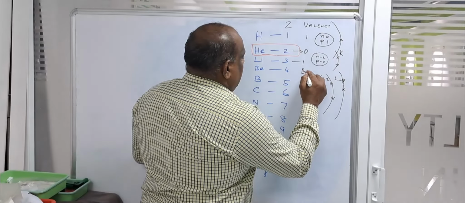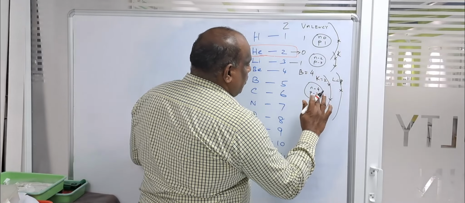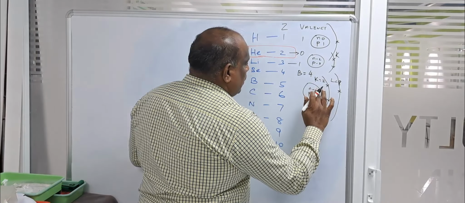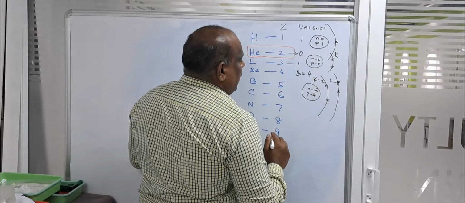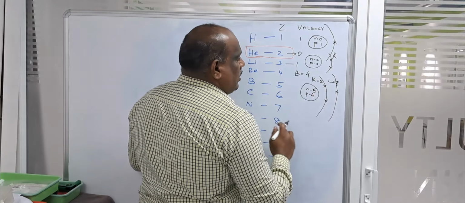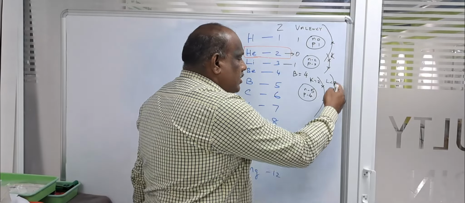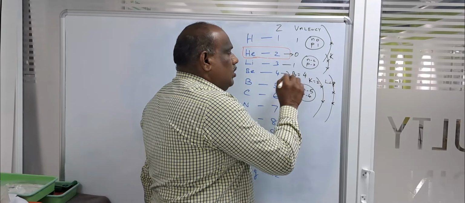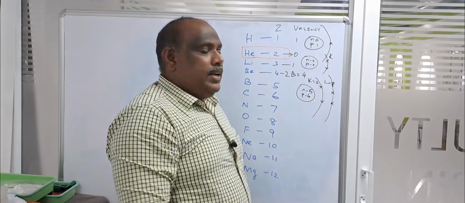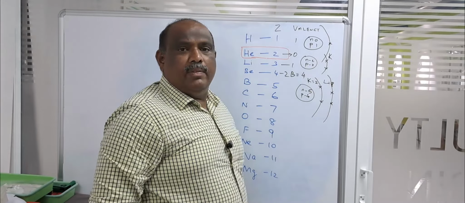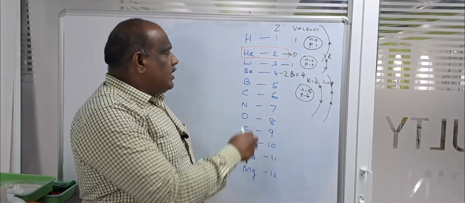Now for the next case of beryllium, let's see what will happen. Beryllium's atomic number is 4, so the number of protons is 4 and neutrons is 5. The first orbit will have 2 electrons. The next orbit will also have 2 electrons. So the number of electrons in the outermost orbit is 2, or it has to give 2 electrons outside so that it will become like helium.